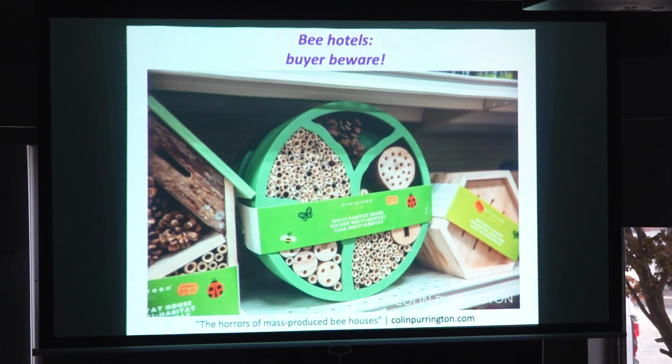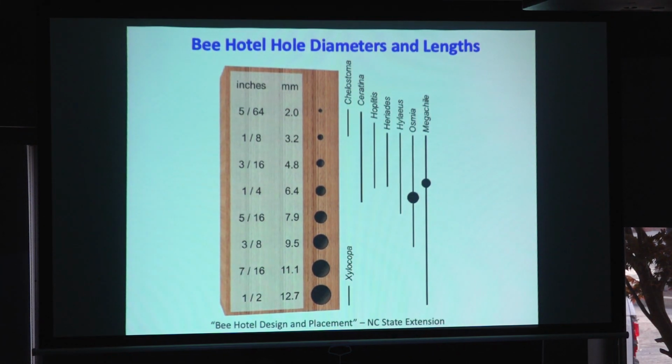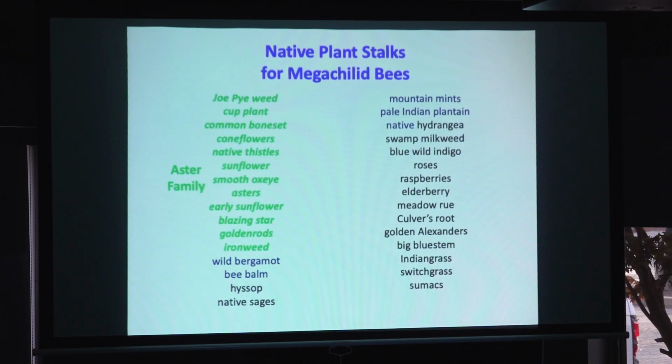ColinPurrington.com. Check him out. He's got a great North Carolina State Extension page. They need holes of different sizes, not all the same holes, because there are different sizes of native bees. In general, they range from 2 millimeters to 12.7 millimeters, which is roughly 1/8 to 1/2 inch. And here are some of the plants that will give these cavity nesters hollow stems, where the females can lay their eggs. And look at all those in the sun aster family that are italicized and in green.